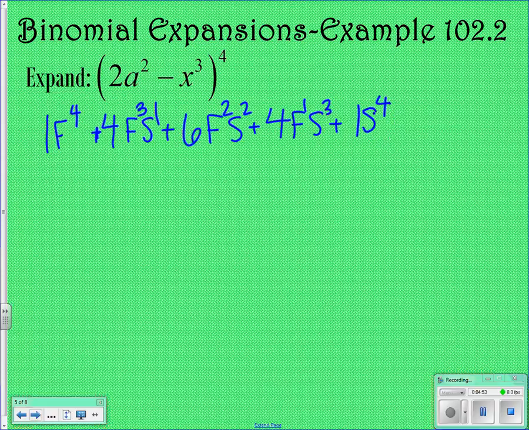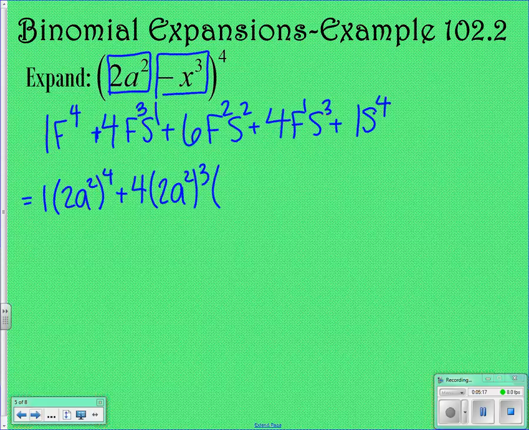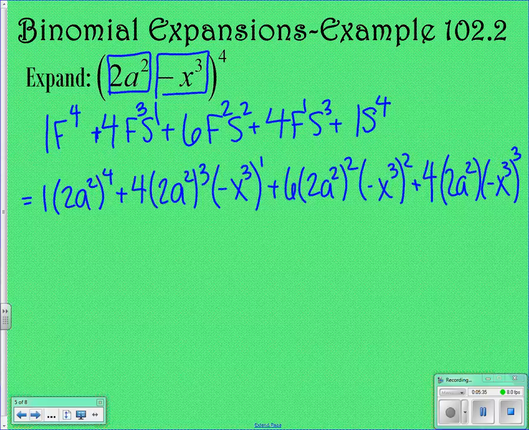Okay? So that would be if you just had F and S instead of any other terms, any other parts in your terms. But we need to plug in 2a squared everywhere we have an F, because that's our first part here, 2a squared. So then plus 4, 2a squared to the third. And then our second term is this part here, negative x cubed to the first power. And then we have to do it again for each of the other terms. I'm going to put the last one right here.